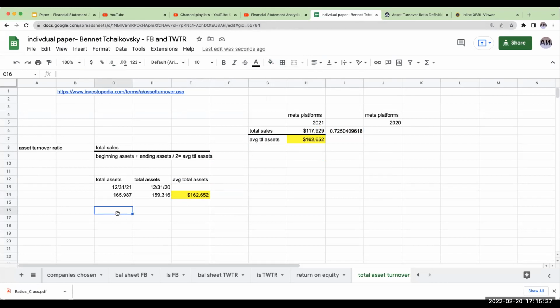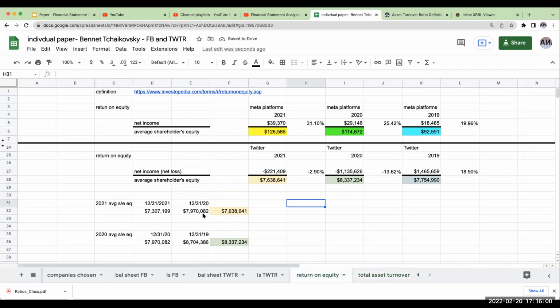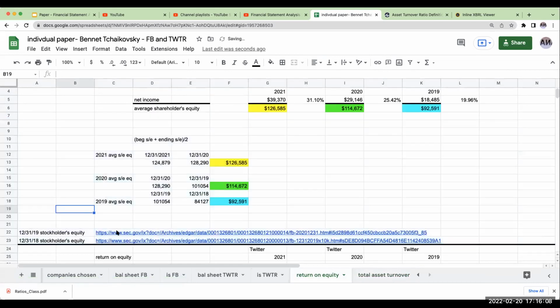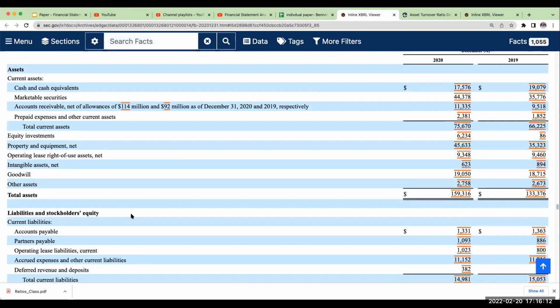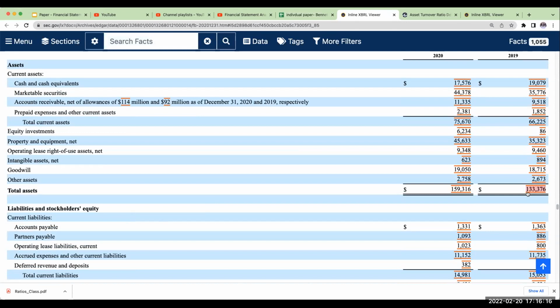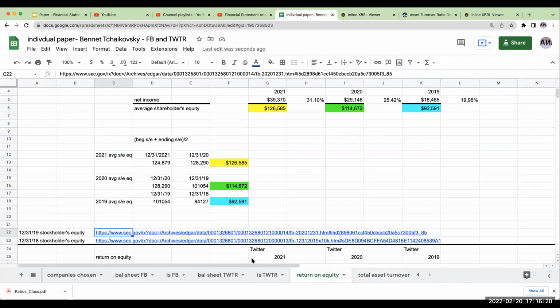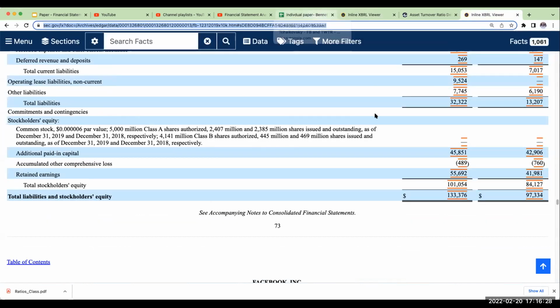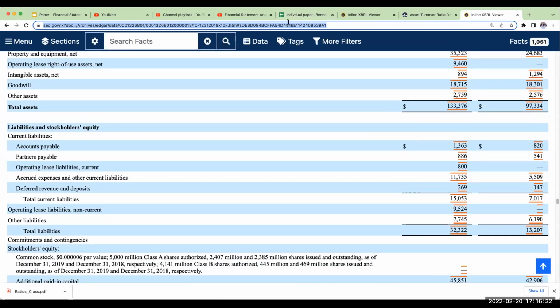Over here for the next year for Meta Platforms, my total sales for 2020 is going to be 85,965,000 over here. And for my average total assets, now I need to figure out what my total assets were for 2019. Fortunately, I copied and pasted right over here. If I come over here to look, oh wow, it took me right to it. This is going to be 133,376,000. Just make sure I got that right. 133,376 total assets.